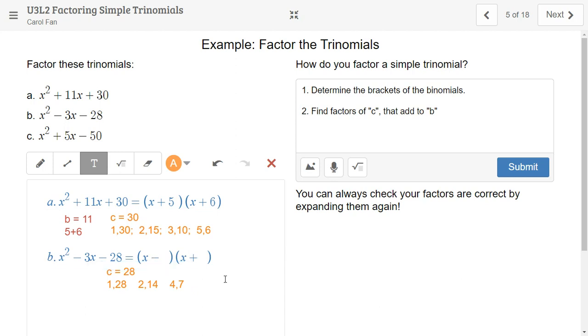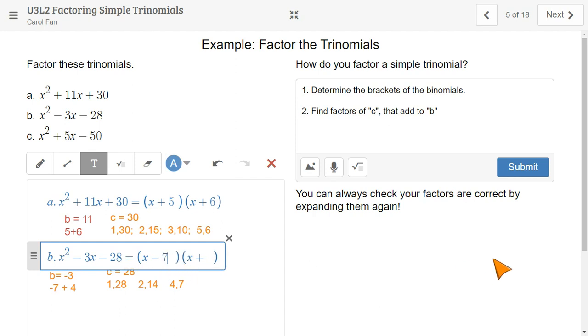One number will be negative, one number is going to be positive. So out of this pair, the only thing that will give me a negative 3 is negative 7 plus 4. So I throw in here negative 7 and 4.